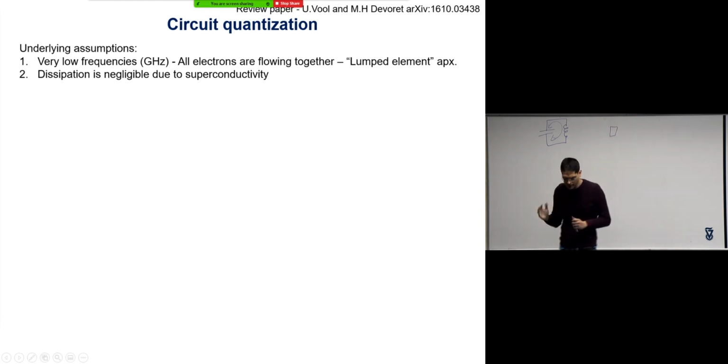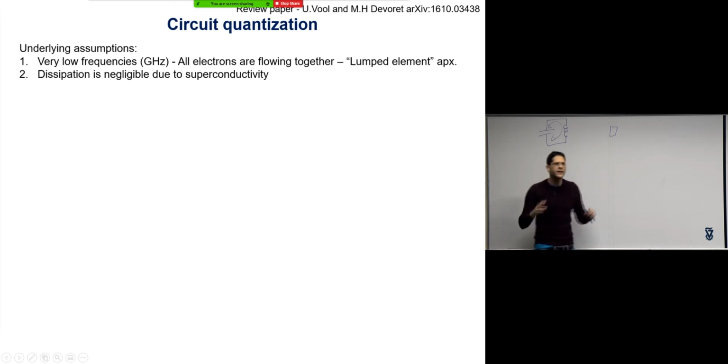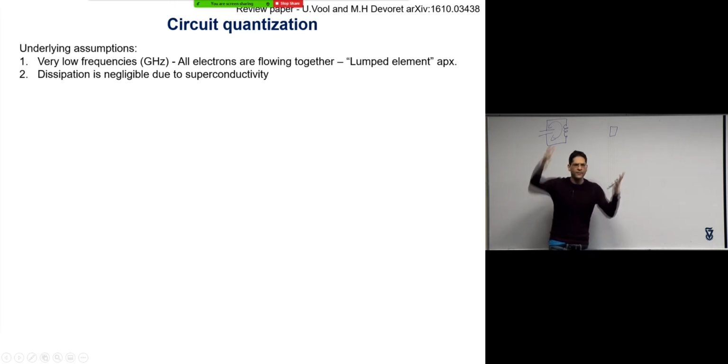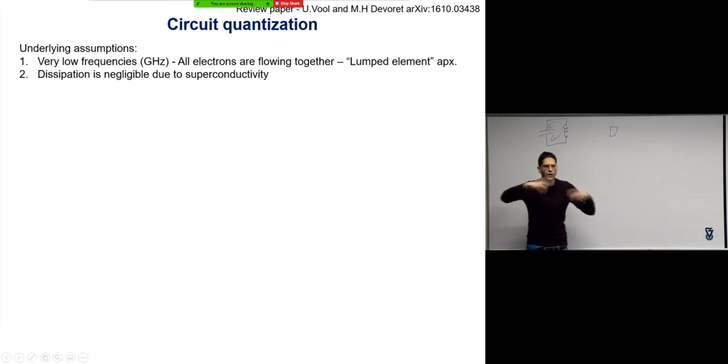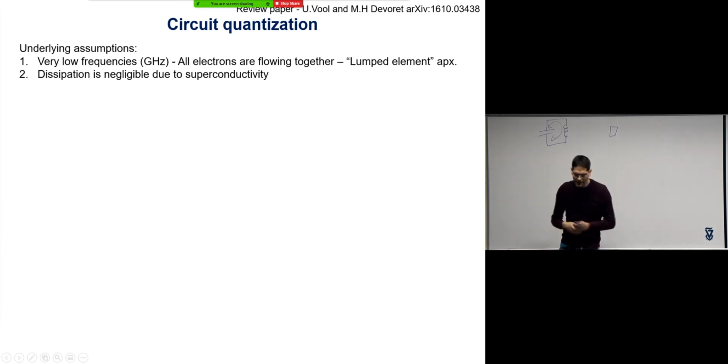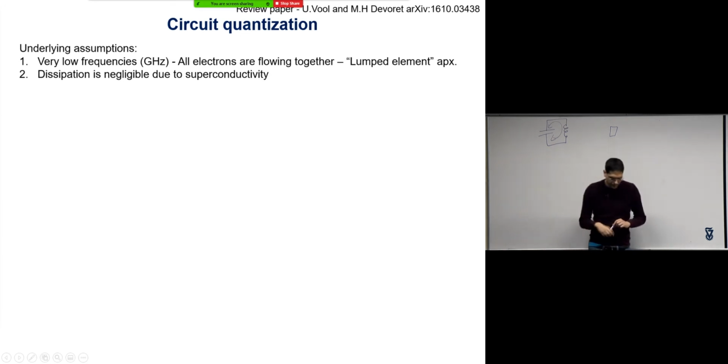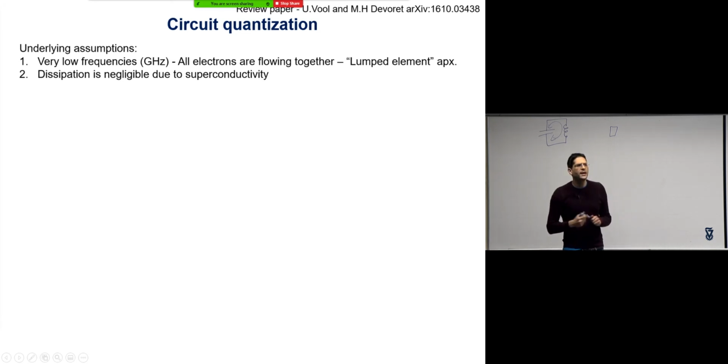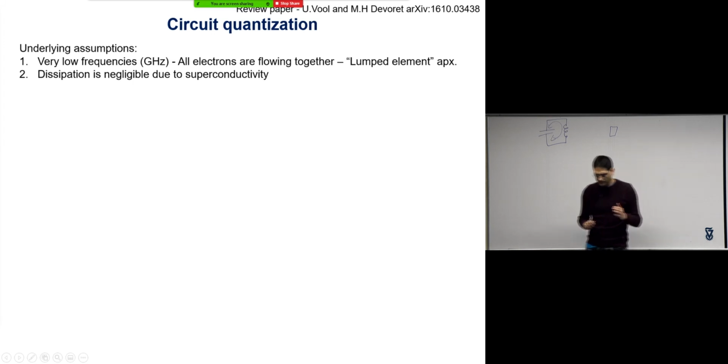This is called the lumped element approximation. Essentially, speed of light is infinite here. Everything is flowing together. There are no plasma waves or things like that being excited inside. The second thing that we're going to assume is that dissipation is negligible due to superconductivity.